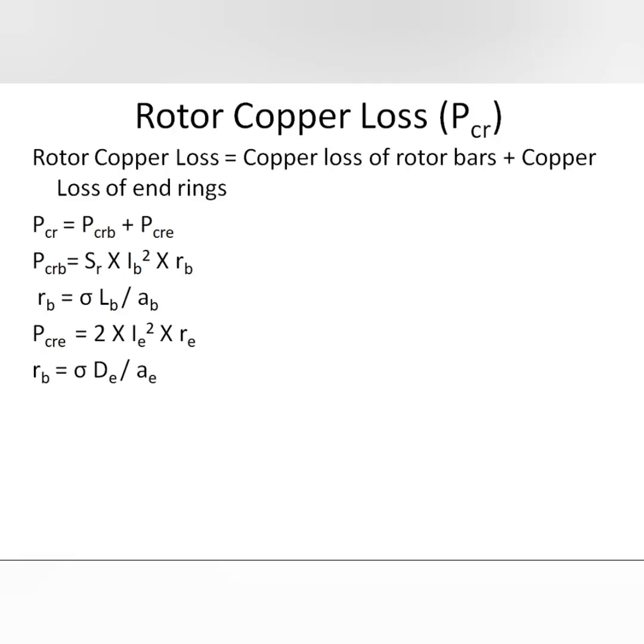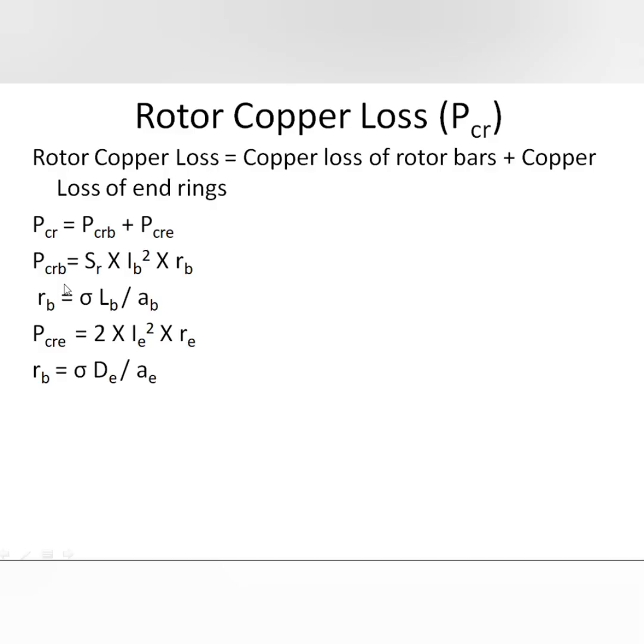On the same line, we can calculate the rotor copper loss PCR. Rotor copper loss, assuming that we are using a squirrel cage induction motor, will consist of copper loss of the rotor bars and copper loss of the end ring. So the total rotor copper loss is given by the sum of copper loss of the rotor bars and the copper loss of the end ring.